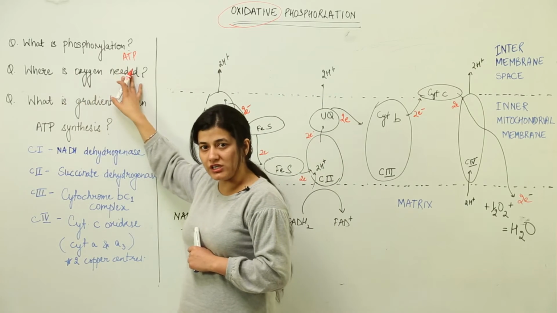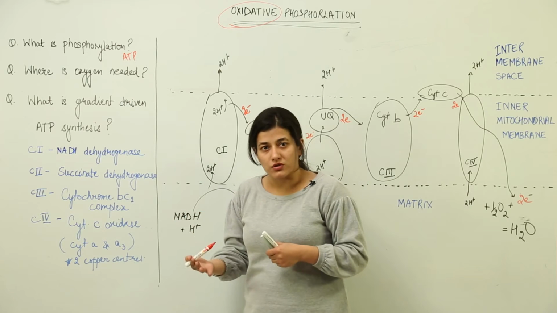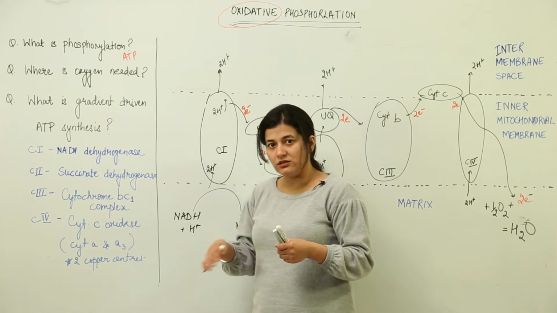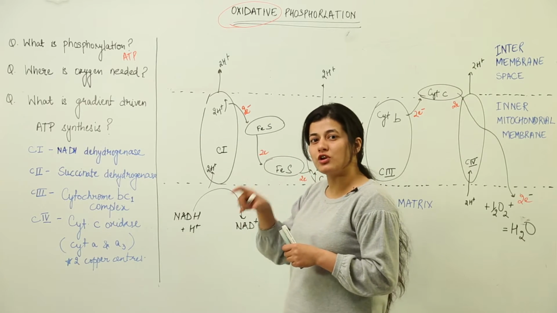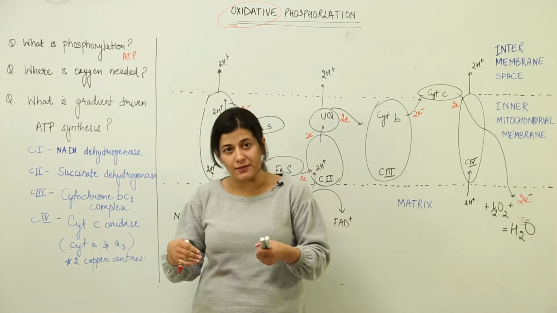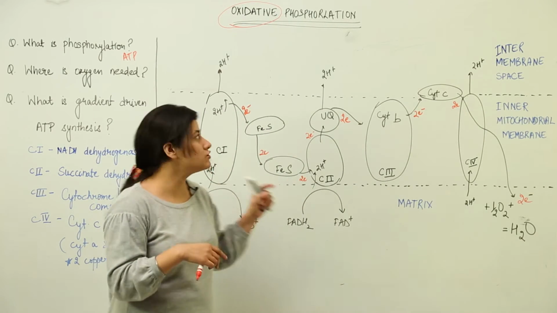Then where is oxygen needed? We say that aerobic respiration requires oxygen, but till now, in whatever we have done, the two earlier steps, there was nowhere any mention of oxygen. So where is this oxygen required? Why do we say that a person dies in absence of oxygen? Where is ultimately this oxygen needed? We'll come to a conclusion for that as well.